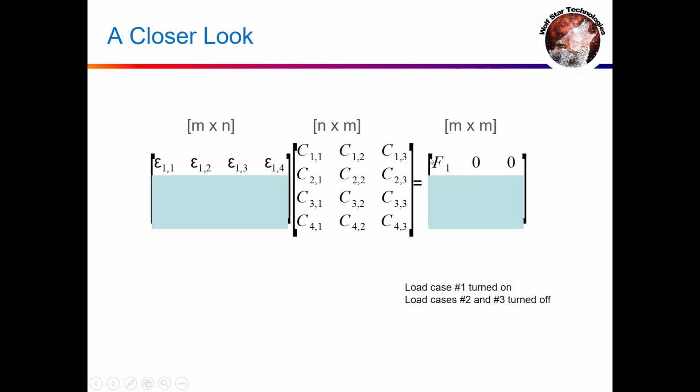So here we turn on load case number 1 and turn load cases 2 and 3 off. And then you can see at the strain gauges 1 through 4 here, we're going to get a strain response, and we're going to record that strain response.